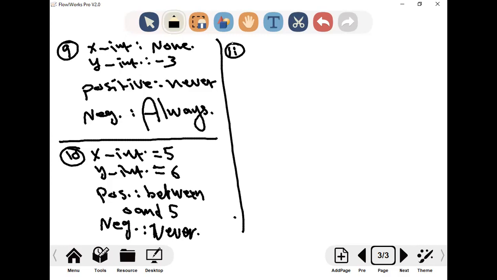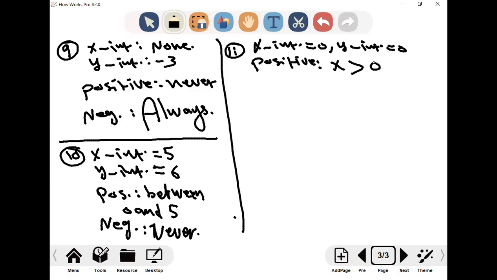In 11, x-intercept and y-intercept come. X-intercept equals 0. Y-intercept also 0. Positive from 0 to infinity. How do we write it? X more than 0. From 0 to where? Infinity. X more than 0. Now negative: do you have any part below the x-axis? No. So how come? Never.